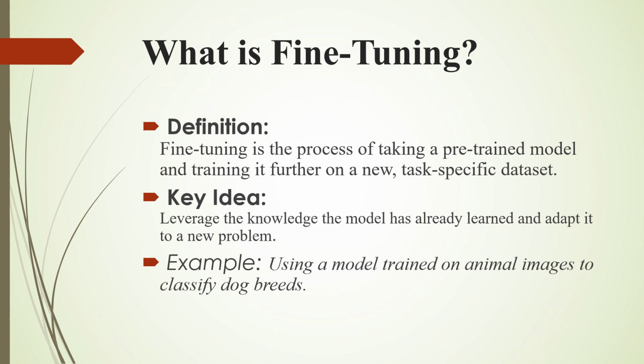Think of it like this: you have already learned how to ride a bike, now you just have to learn how to ride a scooter. You don't need to start from zero. For example, if a model has been trained to recognize general animals, we can fine tune it to classify dog breeds. Pretty cool, right?